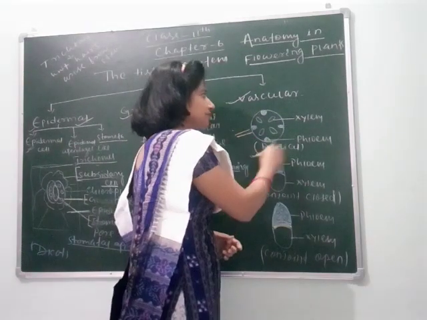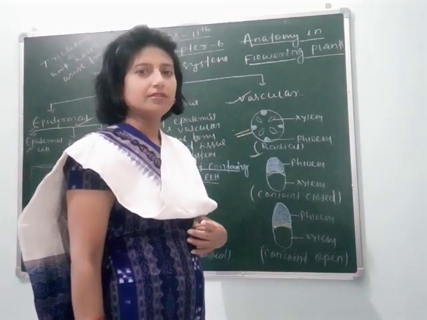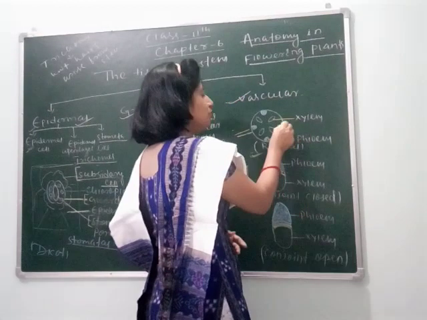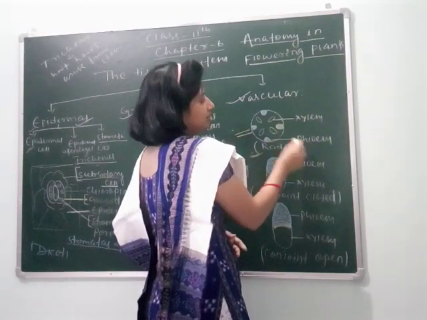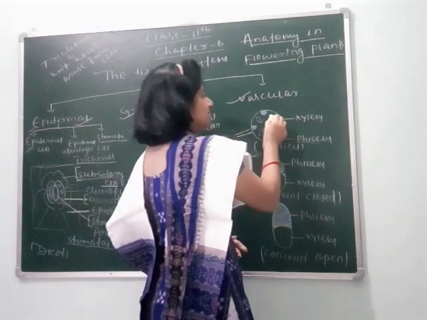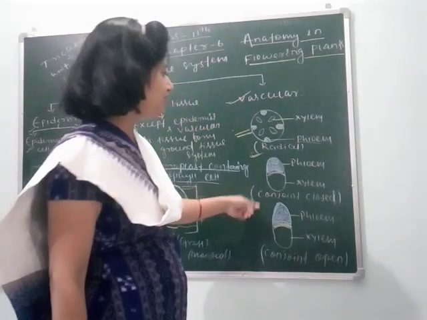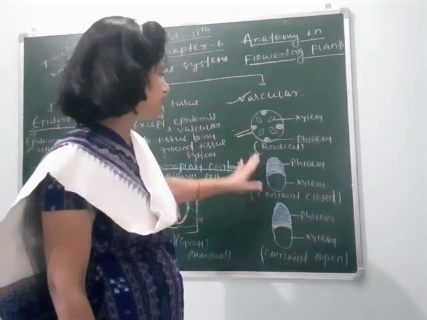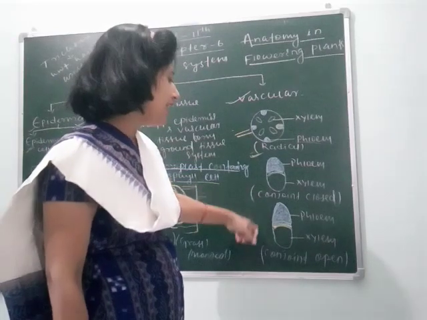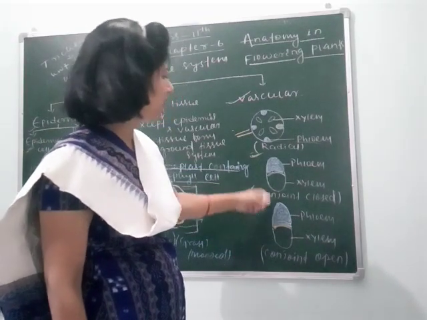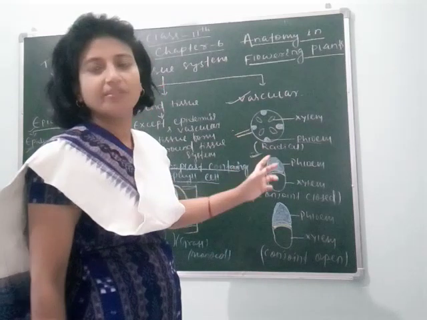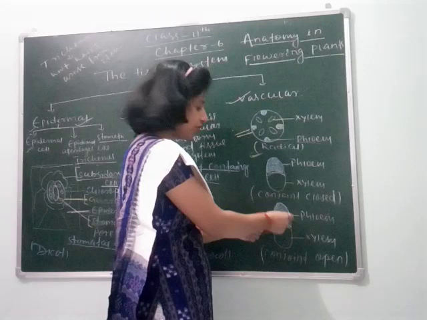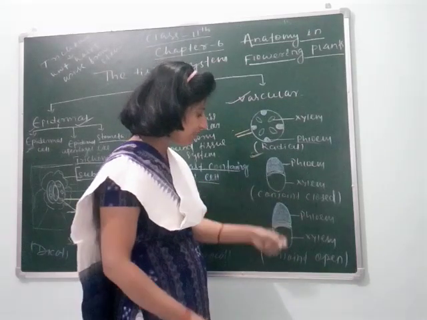So this type of tissue is called radial vascular tissue. This is your xylem, and the blue colored one is phloem. Next is the conjoint closed type. I have told you the vascular bundle has three different types: radial, conjoint closed and conjoint open. Here conjoint closed is normally seen in monocots. Here this is phloem and this is xylem. Here also this is phloem and this is xylem. This is conjoint closed and this is conjoint open.